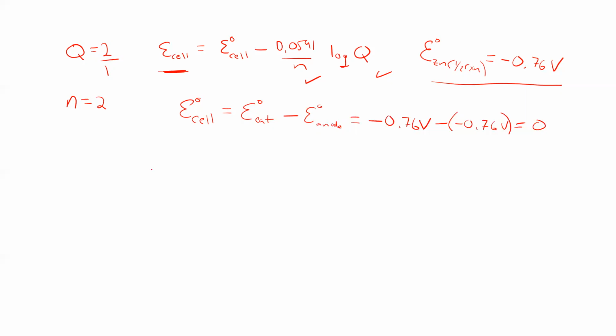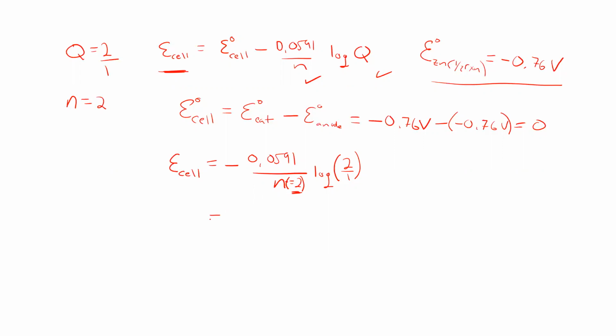Thus, the only thing you're taking into account in a cell like this is going to be negative 0.0591 over, in this case, N2, which is 2, times log of Q, which is, in this case, 2 over 1. So it's only dependent upon the actual concentrations. It's not dependent upon what you have in the cell itself. Well, concentrations and the number of electrons that change place.